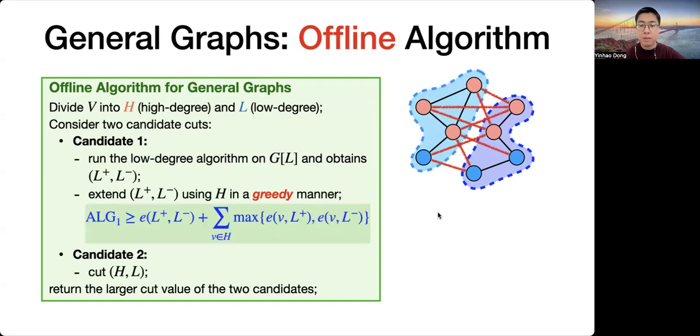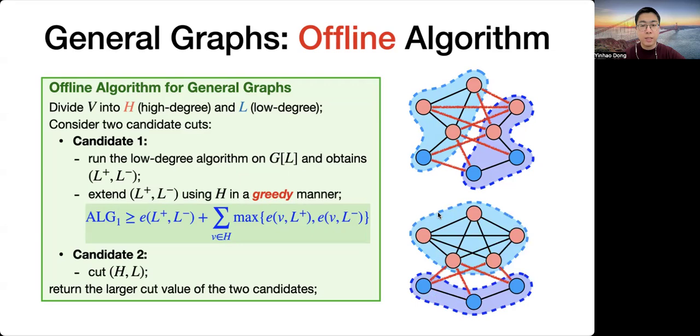You can verify that the value of this candidate cut is at least this value. The first term is the number of edges between L plus and L minus. Additionally, since we perform a greedy extension using vertices in H, each vertex V in H contributes at least the maximum of E(V, L plus) and E(V, L minus) to the cut value. Another cut we consider is simply (H, L), like this, and the cut value is E(H, L). Finally, we return the larger cut value of the two candidates.